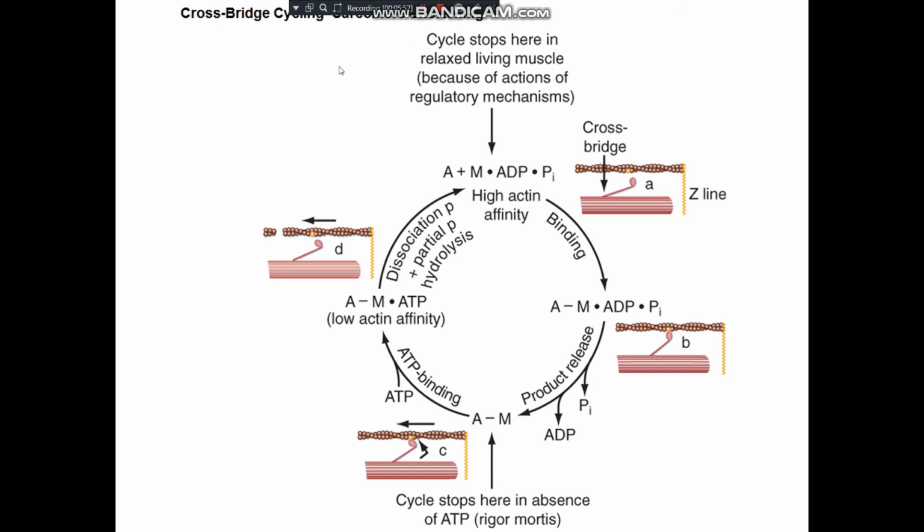See, this is the cross bridge cycling. The cycle stops here and relaxes, leaving muscles here. Then see here, myosin heads develop the cross bridge. They bind, and then they pull forward. Then ATP attaches, brings the conformational changes, detaches.